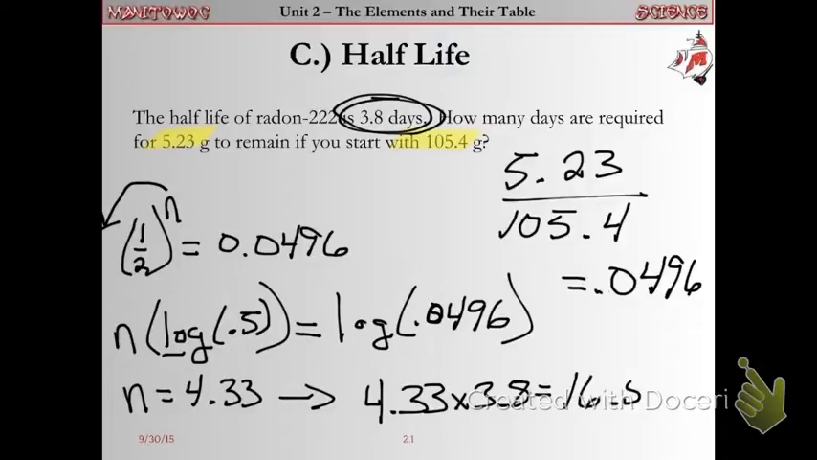And if we think about, okay, what were we solving for again? It's always important. It's going to be how many days are required for 5.23 grams to remain? Well, it's going to be about 16.5 days in order for us to reduce the sample down to that size. Okay, that's radioactivity.